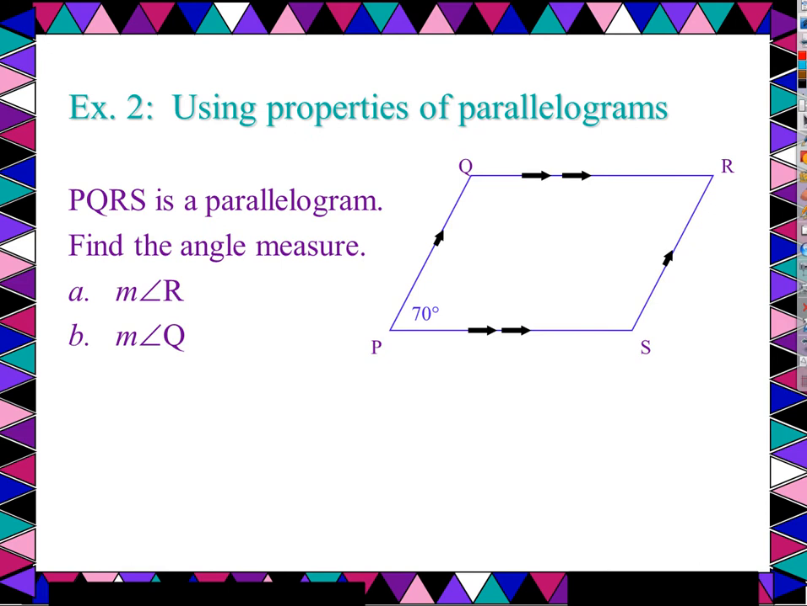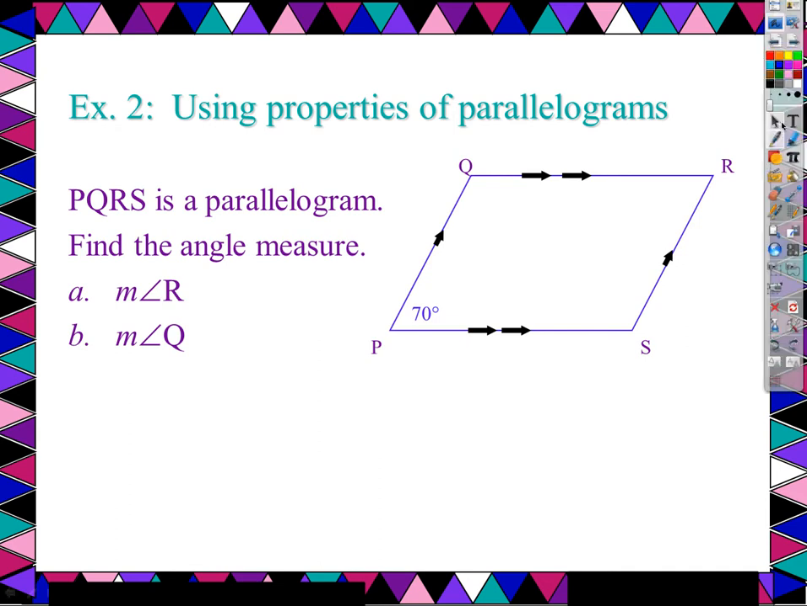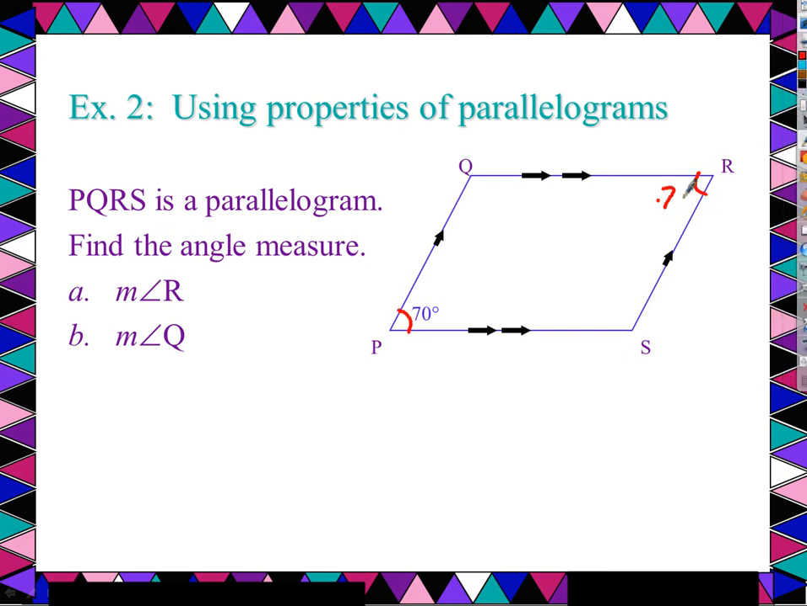Find the angle measure of angle R. What's it going to be? 70. Got to be 70. And what's our reason for that? In a parallelogram, what's one property of parallelograms we have that's going to apply here? How do we know that's 70? Okay, opposite angles are congruent. Good, so that's got to be 70.